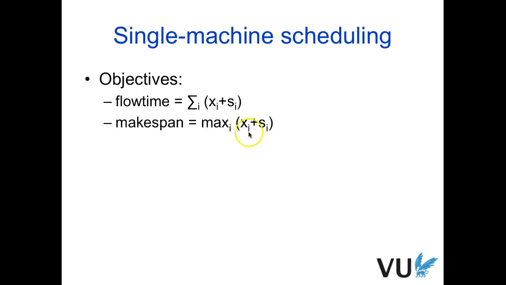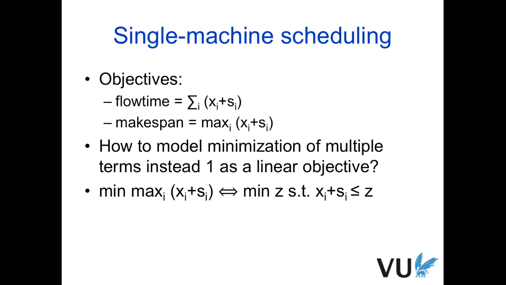You can also use the makespan, again without the due dates in it, and this says, well, I want to minimize the time at which I finish my latest job. So this is the time at which the latest job finishes, and then you want to minimize this makespan. The question becomes how to model this, how to put it in a linear way.